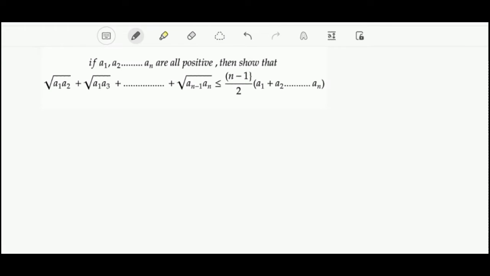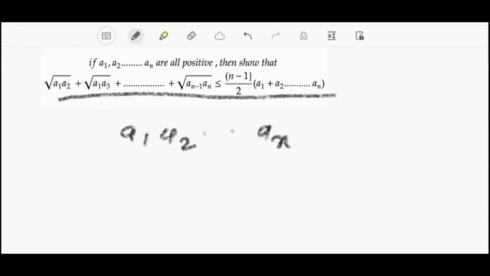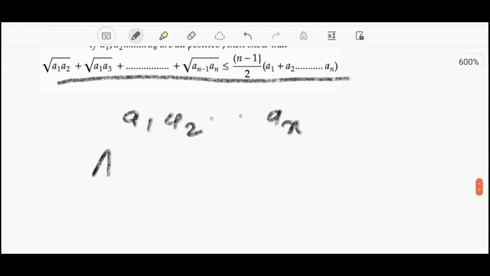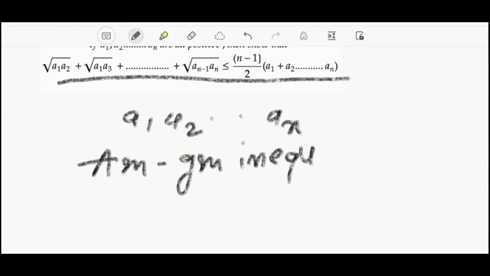So here we have a nice inequality problem. We are given in the problem that a1, a2 up to an is a positive sequence, and we have to prove this inequality. For solving this problem, I'm going to start with the AM-GM inequality.